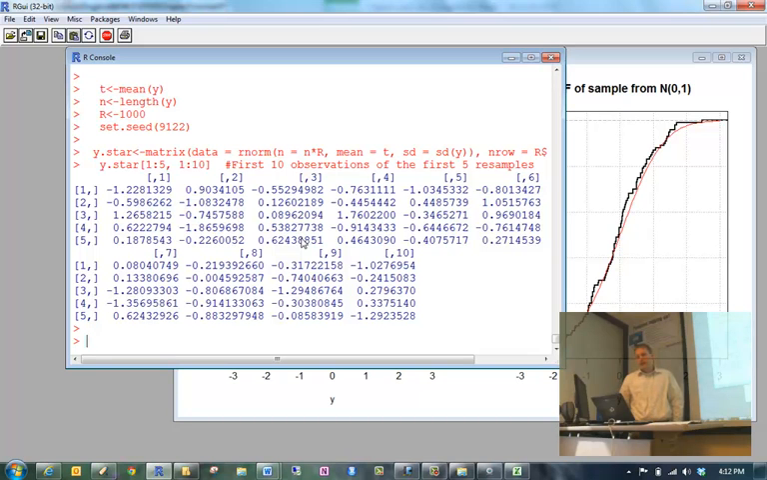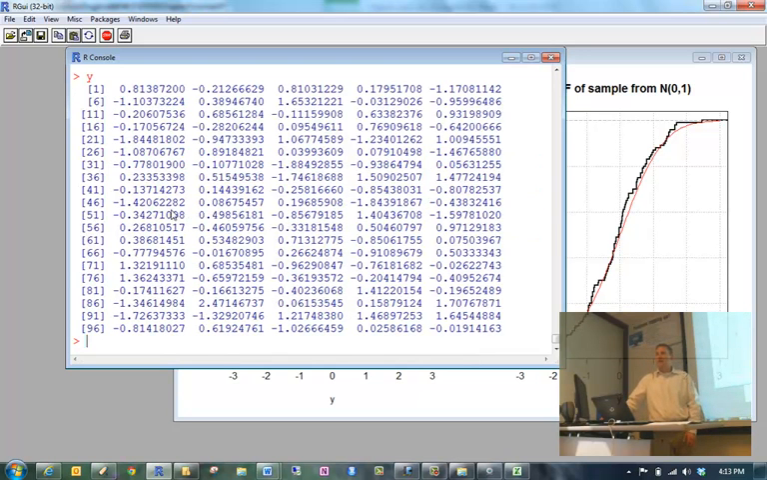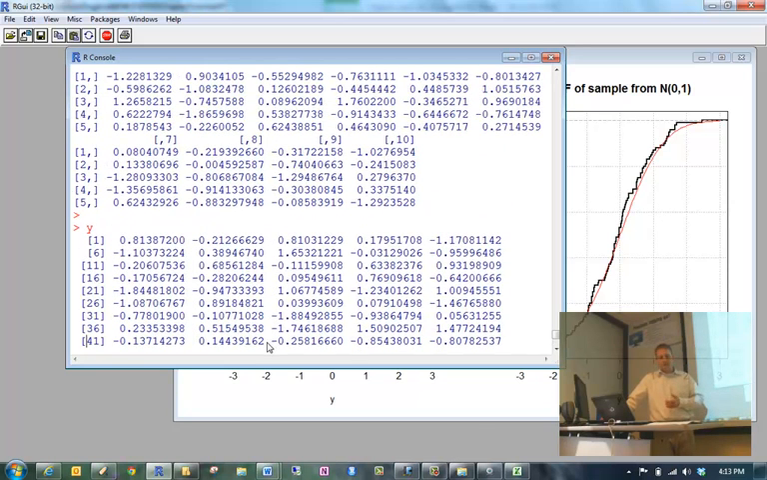Okay. So this negative 1.22 would be y1 star. 0.9 is y2 star. If you want to specify the actual resample number, you would say that this is y11 star, this is y12 star, y13 star, and so on. Just to emphasize the point, notice that these data values are not the same as what was in y, because we are resampling from a parametric distribution. Just for emphasis.